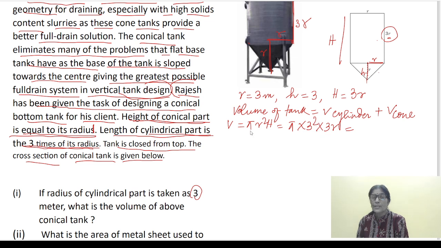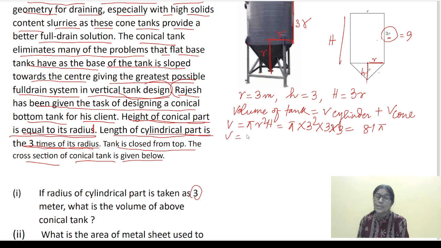So it will be pi r square h, pi into 3 square into 3r. 3 square is 9, and 9 times 3 is 27. No wait, it's not 3r, it's 3 multiplied by 3 again, because r is 3. Sorry. So 3 times 3 is 9, so 3r is 9. 9 and 9 is 81 pi. This is the volume of the cylinder.